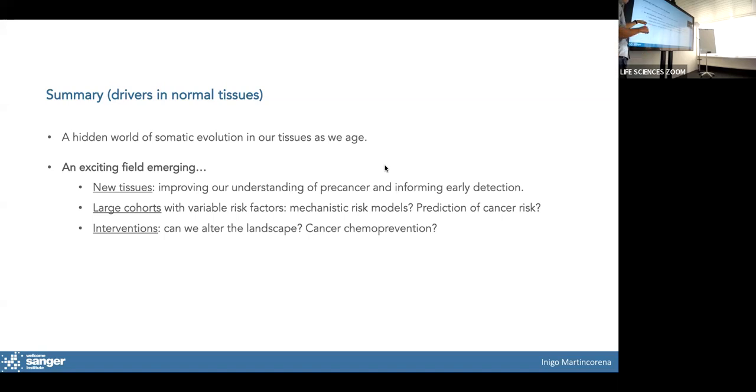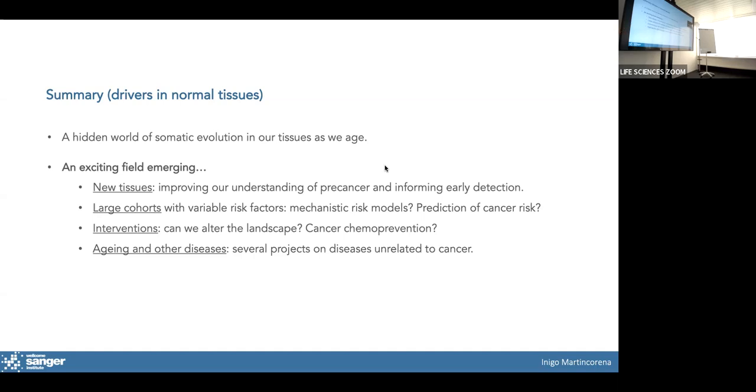This is more far-fetched, but I am very excited about this idea. The fact that we carry these clones with us and they are growing very slowly throughout life opens the door to intervening. Is there anything we can do to alter these, if we find treatments, but also simple lifestyle prevention strategies that change these? This could be valuable to do prevention, chemoprevention, or molecular prevention in a more rational way.